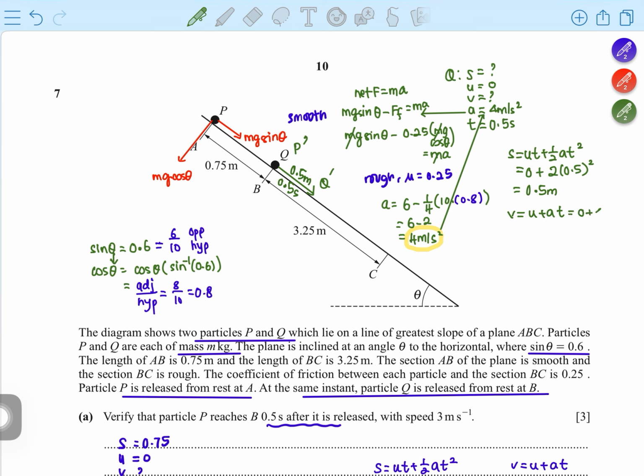U is 0, a value is 4, and the time taken is 0.5. So you are going to get 2 meter per second. So let's write all these answers. My s value here is 0.5 meter, and my v value is 2 meter per second.